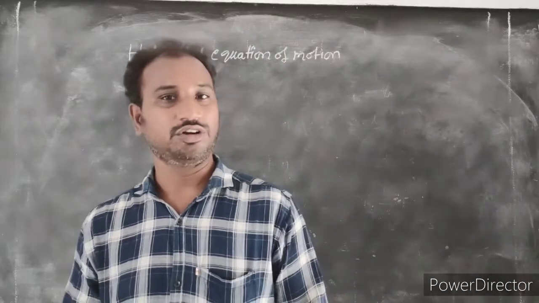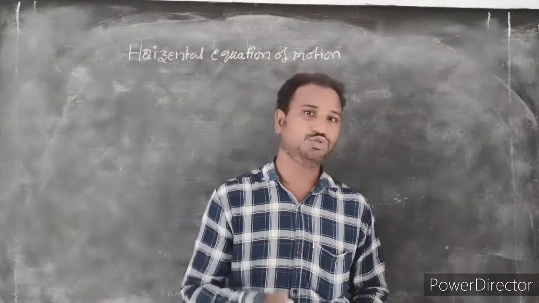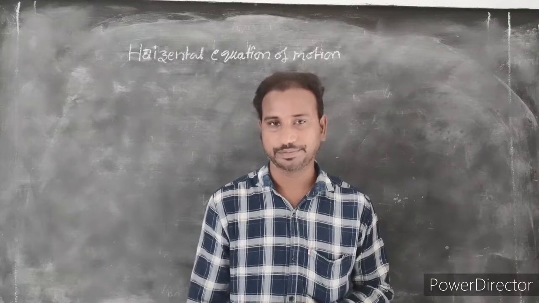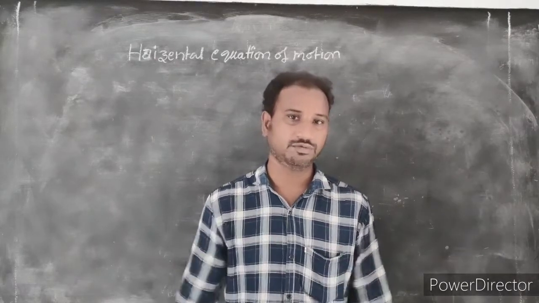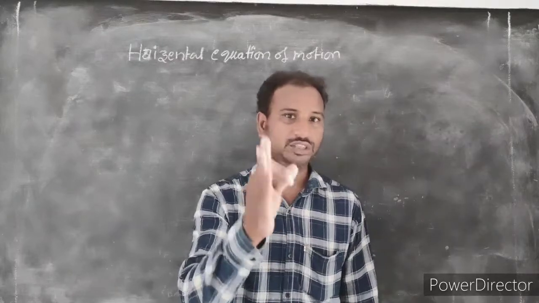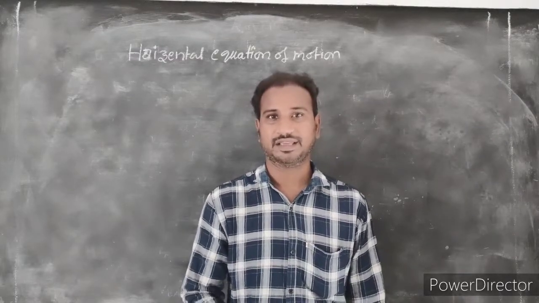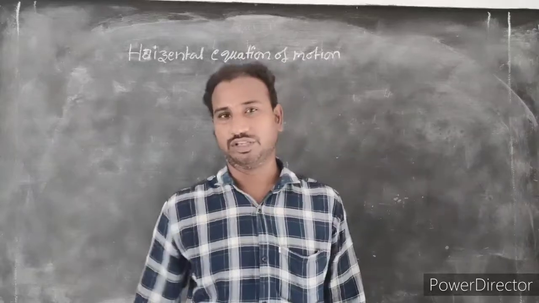Half a t square. Third one, v square minus u square equal to 2as. Now we have to start the fourth equation of motion. What is that fourth equation of motion? What is the use of that fourth equation of motion?